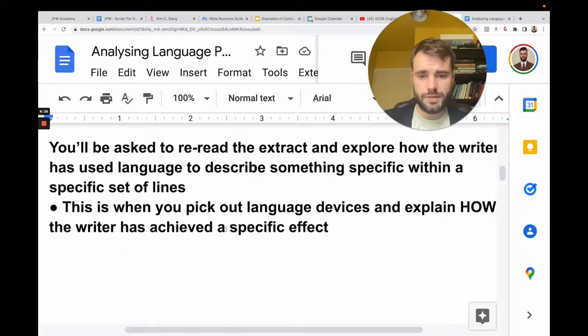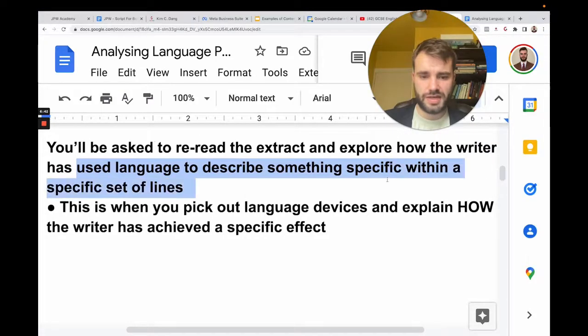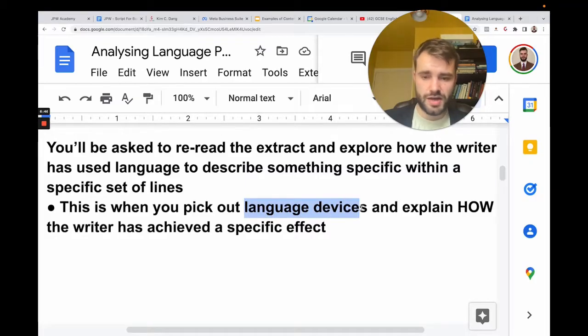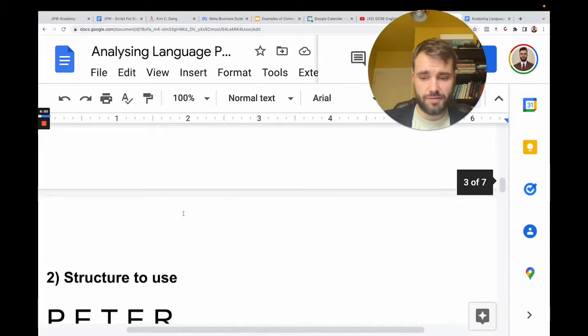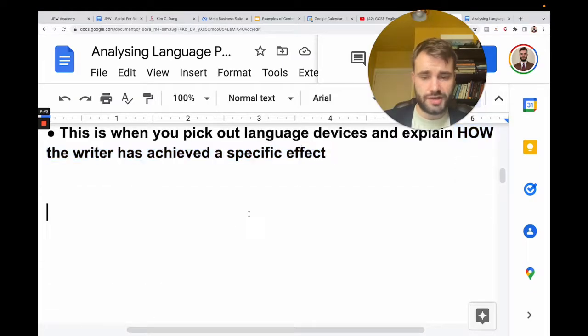Okay, so we have to explain how the writer used language to describe something specific within a certain set of lines. We've got to notice the devices like similes, metaphors, etc., and explain how they create an effect, and the key word is how. Now, to do that, to explain how, what you need to do is explain why they chose one word where they could have chosen others.